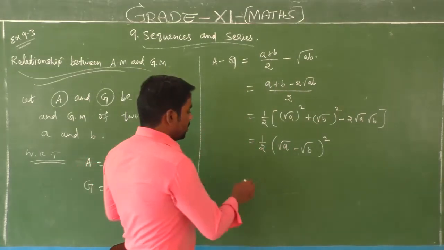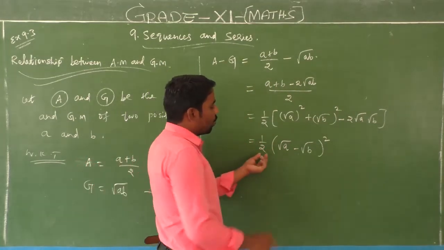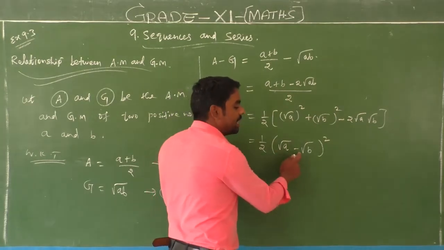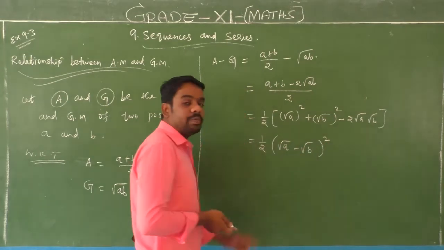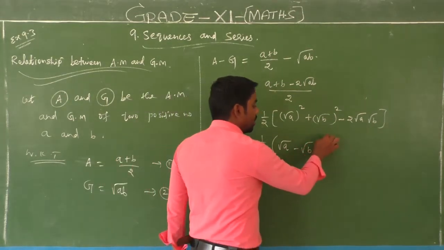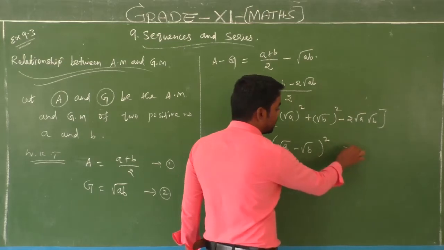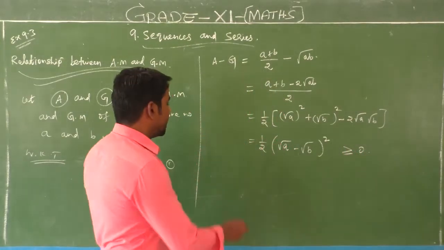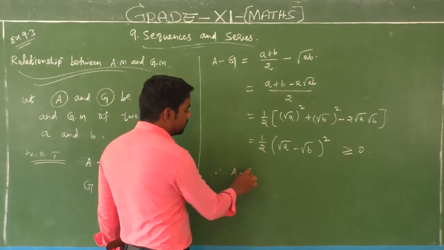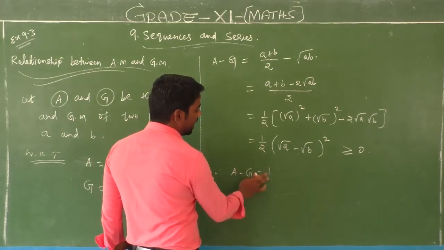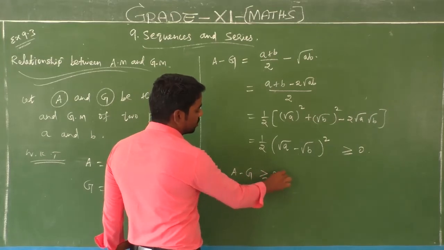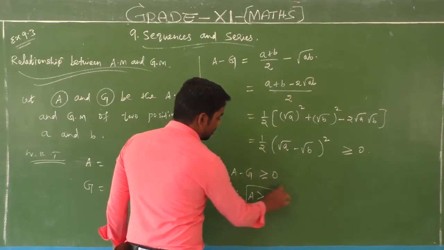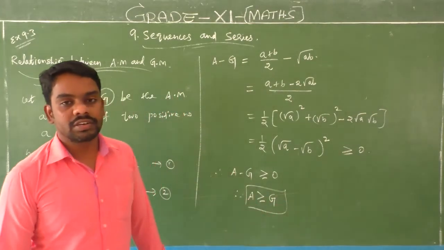Right. See here, 1 by 2 is a positive value, and root a minus root b the whole square is always positive, so it is greater than or equal to 0. Therefore a minus g is greater than or equal to 0, so a is also greater than or equal to g.